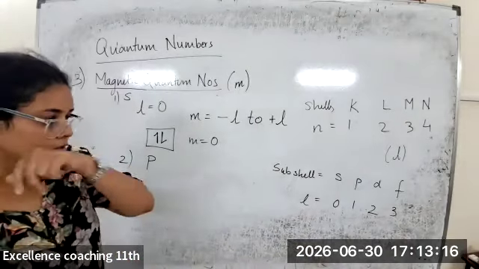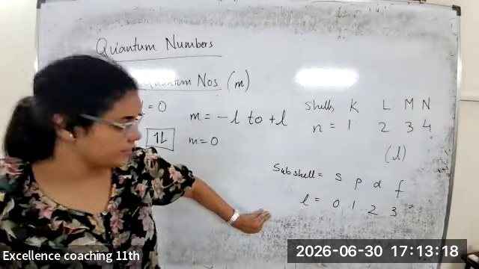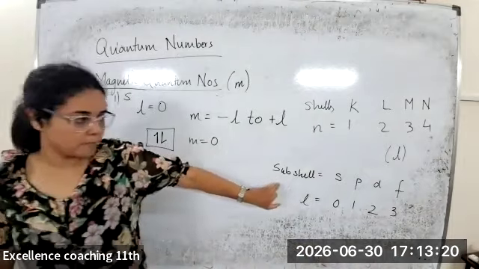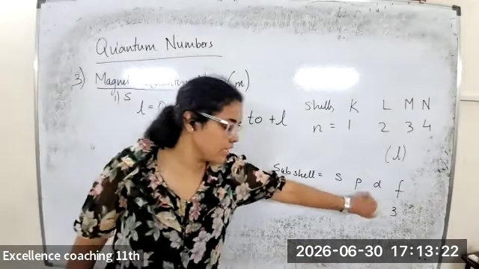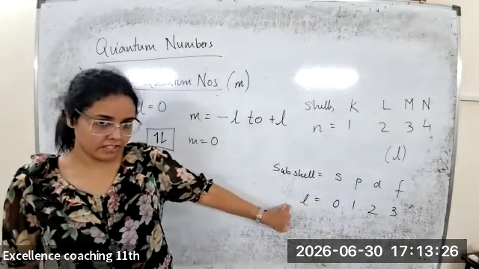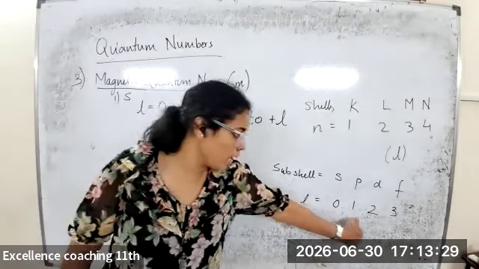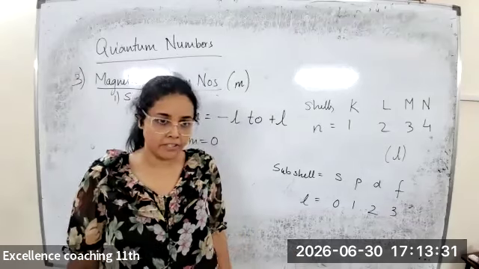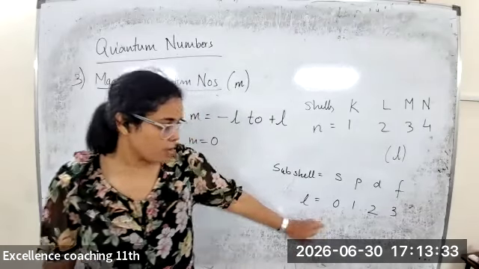Okay. So under that, you all can write this. When we speak about the subshells, it will be S, P, D, F. And the value of L, that is the azimuthal quantum number, will be 0, 1, 2, 3, respectively. Copy this.